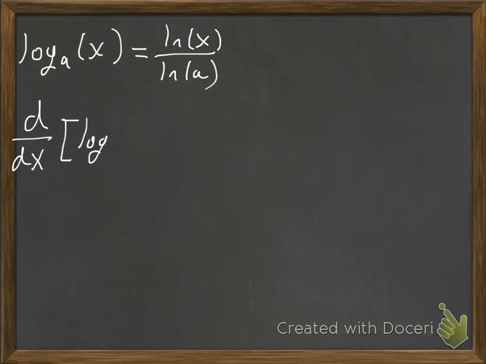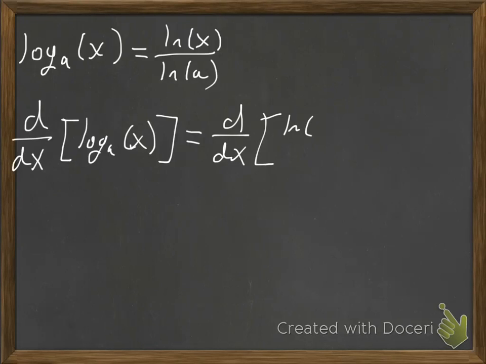So the derivative of log base a of x is just the derivative of ln x over ln a, and ln a is just a constant, so it's just going to hang out when we take the derivative. The derivative of the ln x is going to be 1 over x. So what's going to be upstairs is just 1. Downstairs, the x and the ln of a are going to hang out.